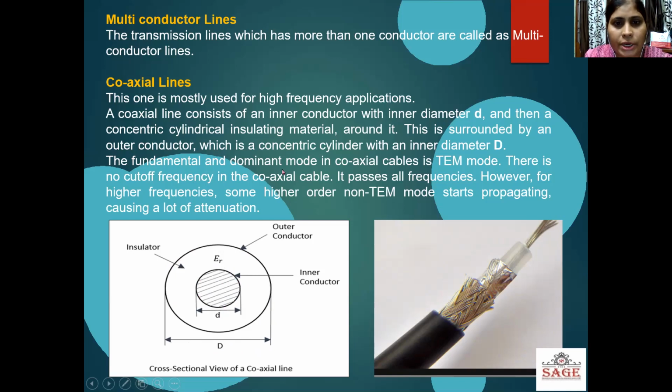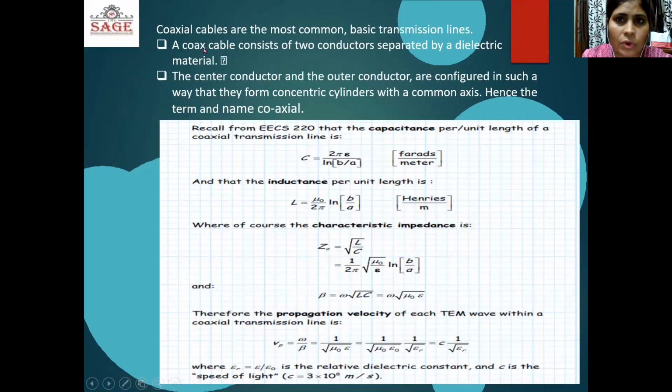The fundamental and dominant mode in coaxial cables is the transverse electromagnetic mode. There is no cutoff frequency in the coaxial cable. It passes almost all the frequencies. But at high frequencies, some higher order non-TEM modes start propagating, causing a lot of attenuation. The coaxial cable consists of two conductors separated by a dielectric material. The center conductor and the outer conductor are configured in such a way that they form concentric cylinders with a common axis, hence the term coaxial.